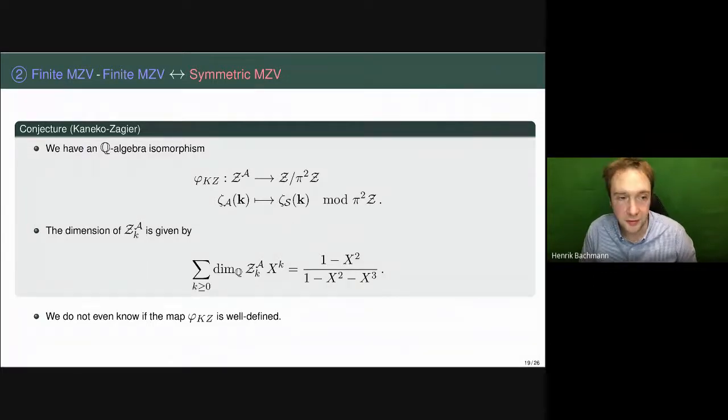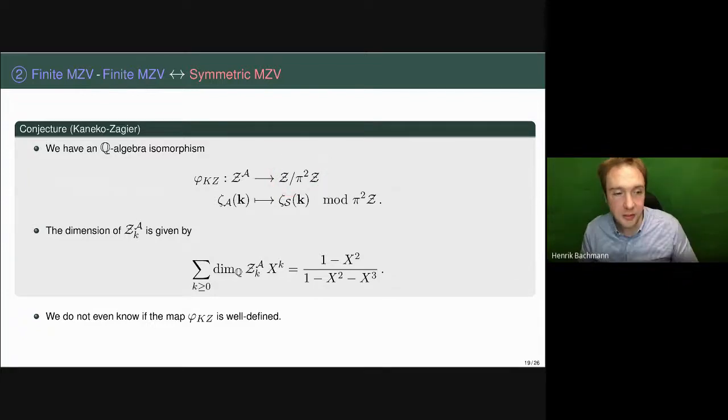This is now the Kaneko-Zagier conjecture, which states that we have an algebra homomorphism from the space of finite multiple zeta values to the space of multiple zeta values, but after dividing out this pi squared Z. I can also write this as zeta 2. So this just means that all these even zeta values get sent to 0. And the map is by sending exactly the finite multiple zeta value to the class of the corresponding symmetric multiple zeta value in this quotient here.